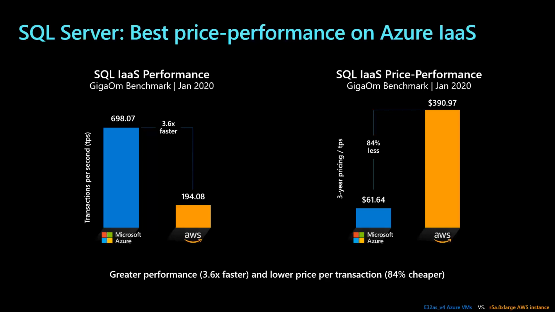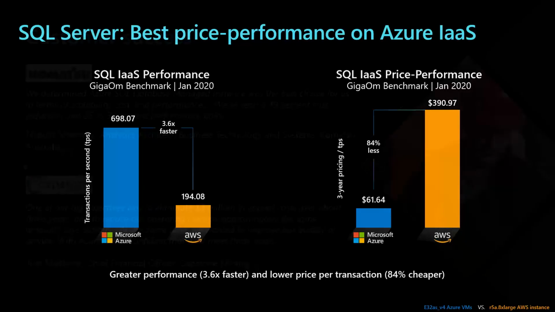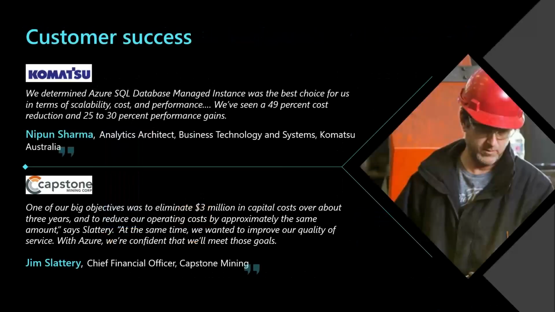And let's see here. We've just got a few customer success stories. Komatsu, that 49% cost reduction and a 25 to 30% performance gain. Capstone Mining, eliminating a huge chunk of capital cost.